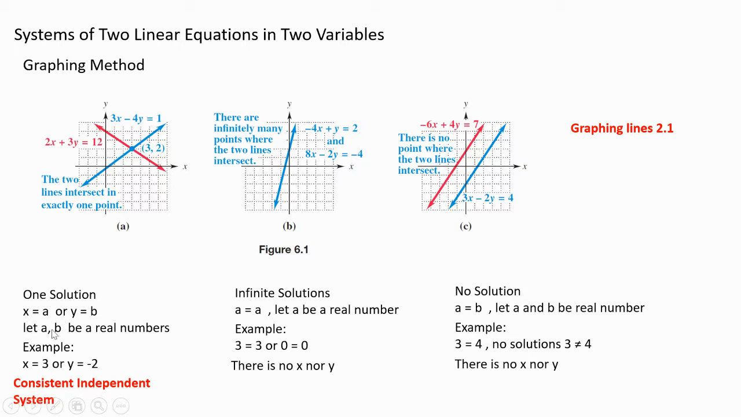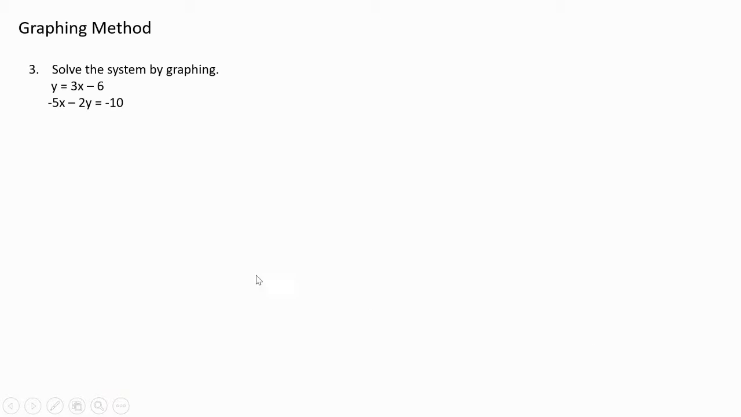Okay, this is another name for A part. It's called a consistent independent system. B is called consistent dependent, and C is called inconsistent system because there's no solution. Now let's solve by graphing.